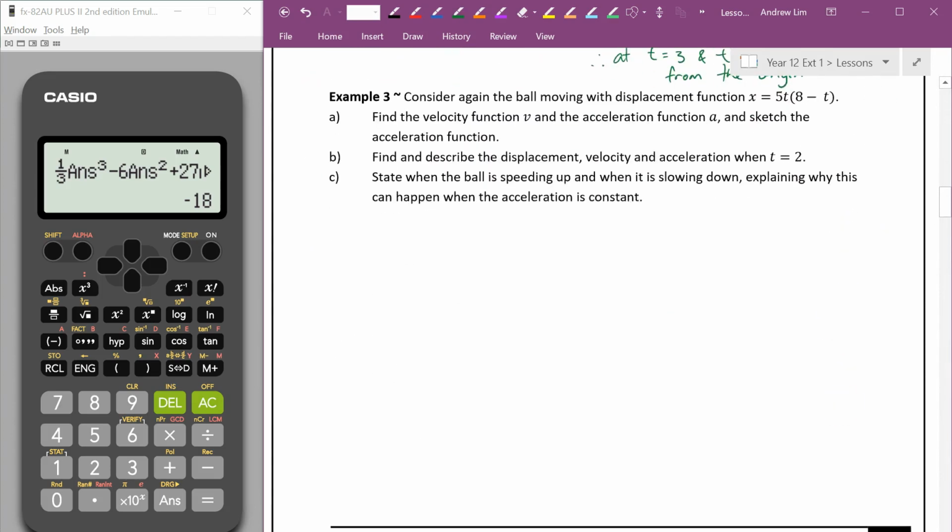Alright, example 3. Consider again the ball moving with displacement function x equals 5t(8 minus t). Find the velocity function v and the acceleration function a, and sketch the acceleration function. Alright, why don't you pause the video and have a go with this one.